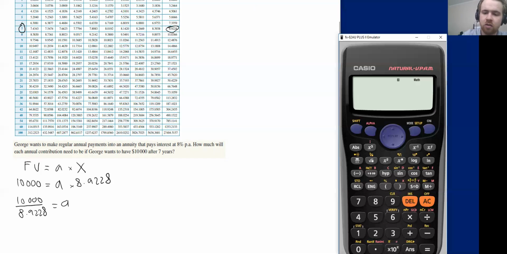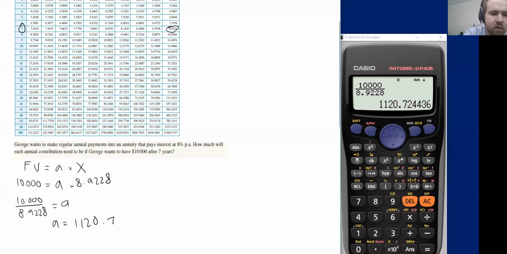Okay, so we can put that into our calculator now. 10,000 divided by 8.9228, and we get our annual contribution. So A is going to be $1,120.72, and that will get us to our desired amount, $10,000 after 7 years. Okay, so that is our first example here. We just need to rearrange the equation a bit this time.